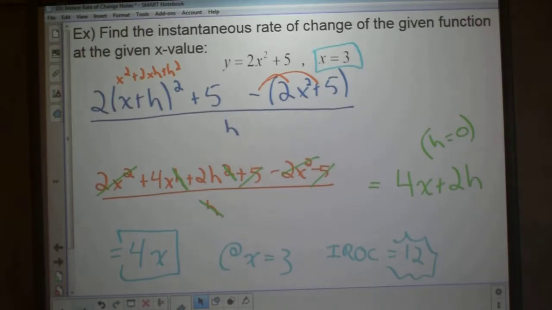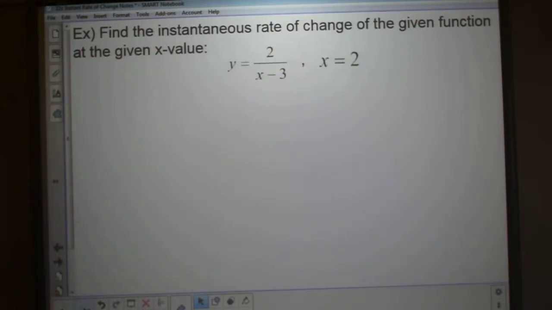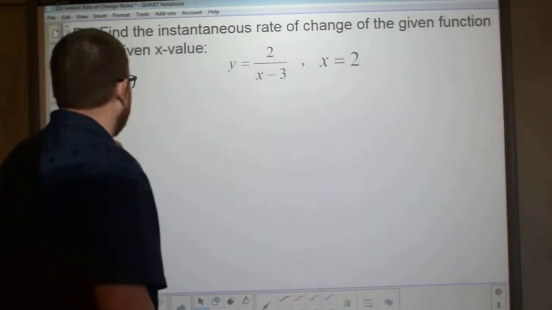So the only hard part of this problem is doing the difference quotient. The difference quotient can be pretty tricky. For every polynomial, the process will be the same that we've just done. Distribute out, combine like terms, cancel anything. What about for problems like this that have a fraction in it? Well, we follow the same rules.